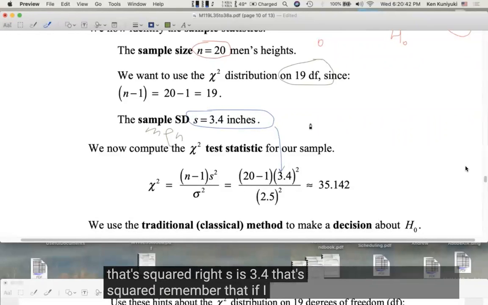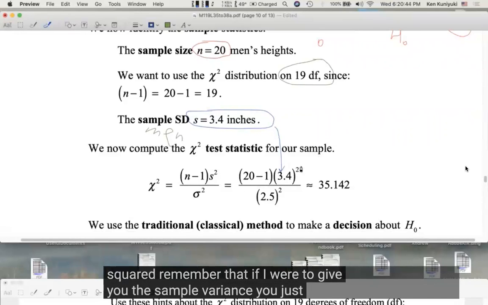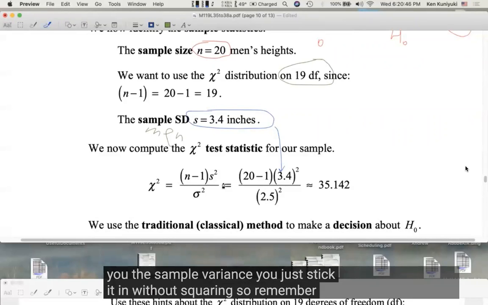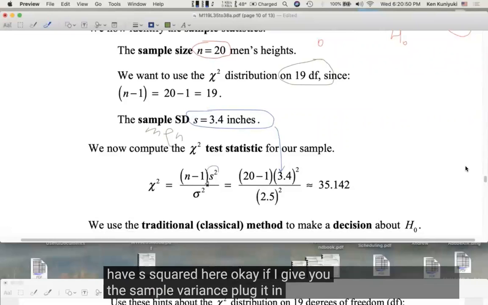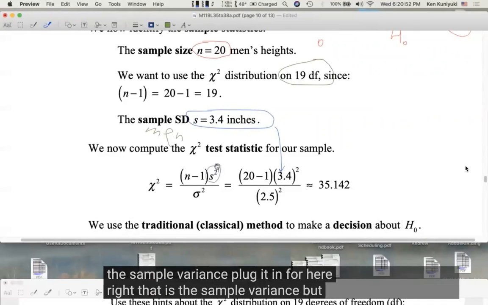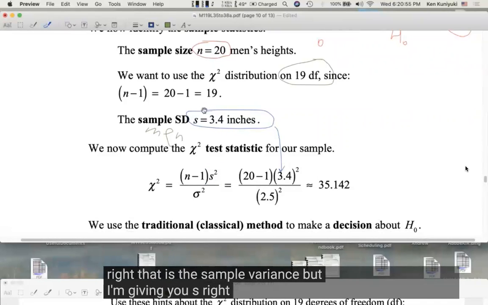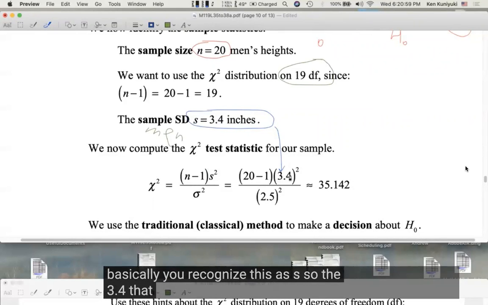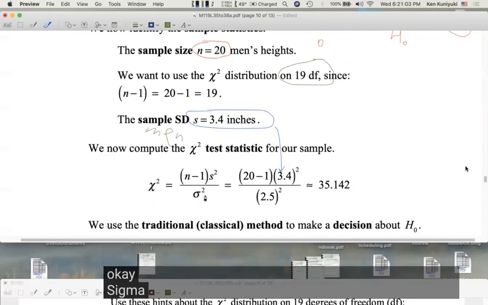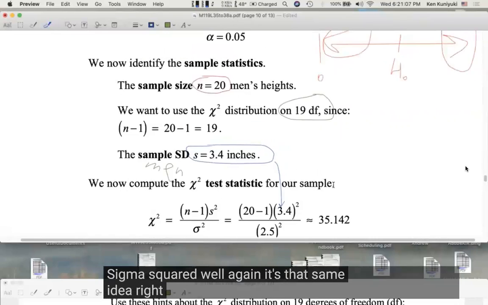Remember that if I were to give you the sample variance, you just stick it in without squaring, because we have S squared in the formula. But I'm giving you S, so the 3.4 is squared in the formula. Over sigma squared. Well, again, it's that same idea.